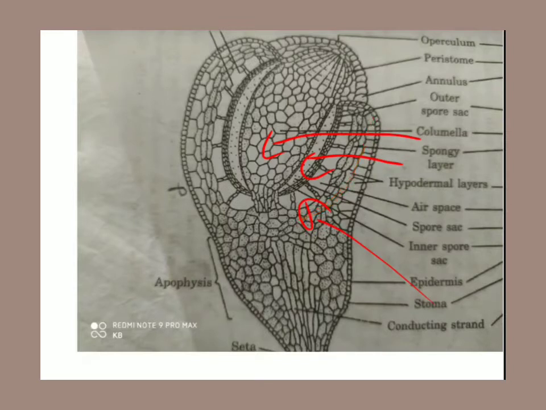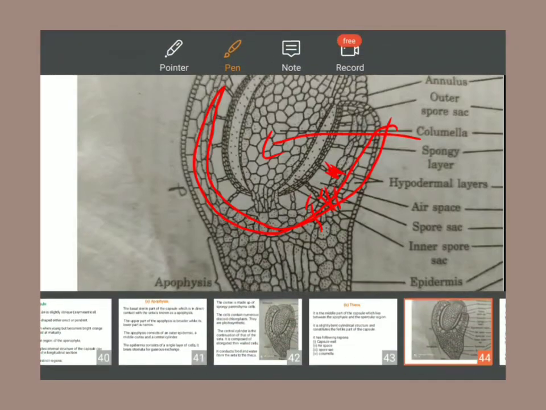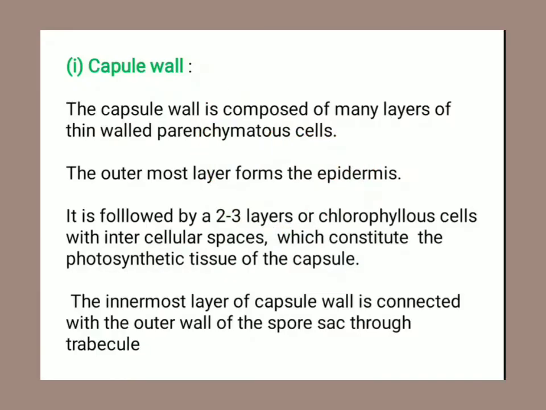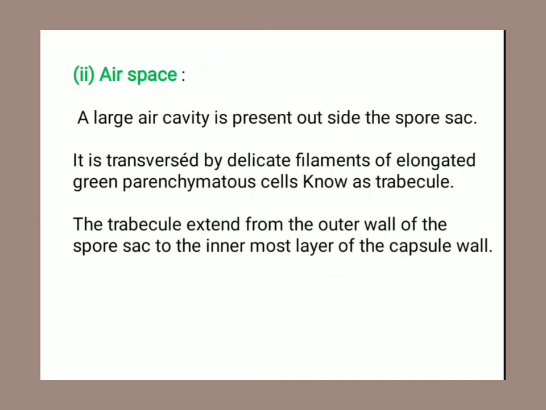Okay, you can see in this figure the epidermal cell of the capsule, and that inner epidermal cell is connected with the air space by the trabeculae. Then the air space: a large air cavity is present outside of the spore sac.